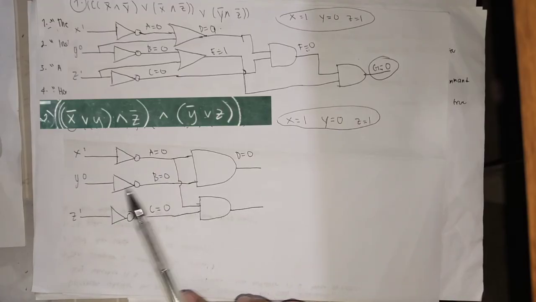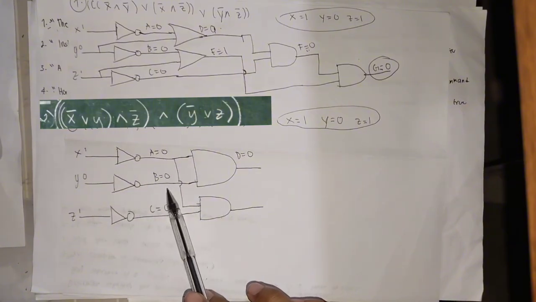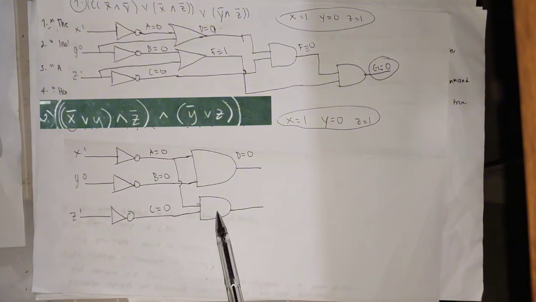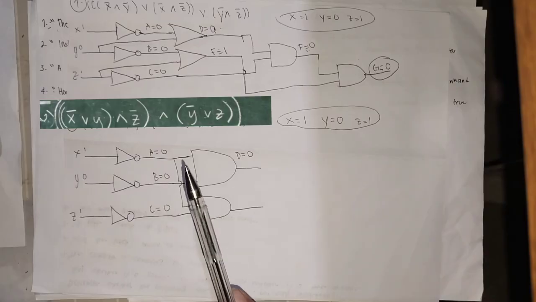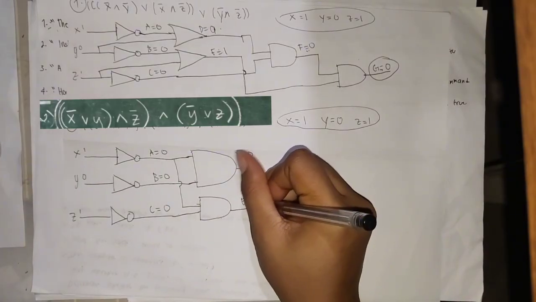It takes A, which is a 0, then B, which is a 1, as input. Since the input of A is 0, the output is 0.